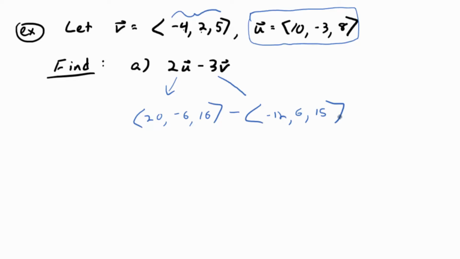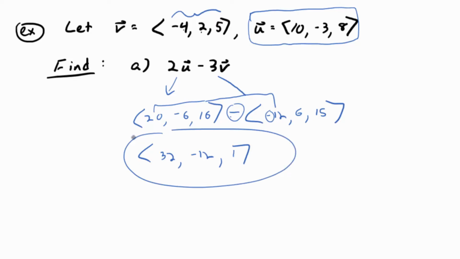Scalar multiplication, we call that. And then we're going to go ahead and subtract component-wise. So we're going to have 20 minus a -12. So we have a minus here and a minus here. 20 minus a -12 would be 32. Does everybody see that? -6 minus 6 is -12. 16 minus 15 is 1. Okay. Everybody.